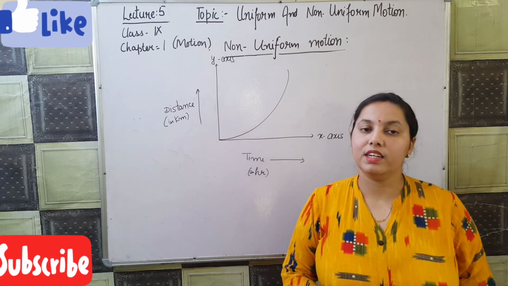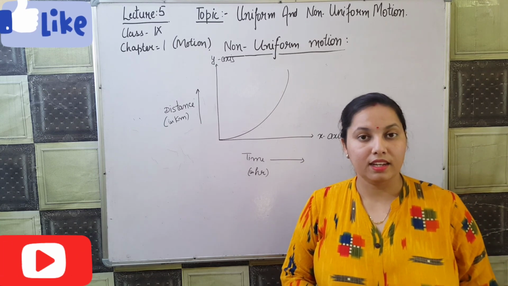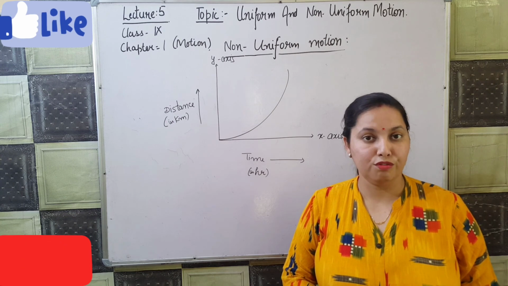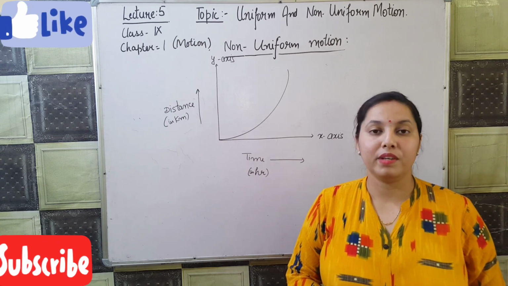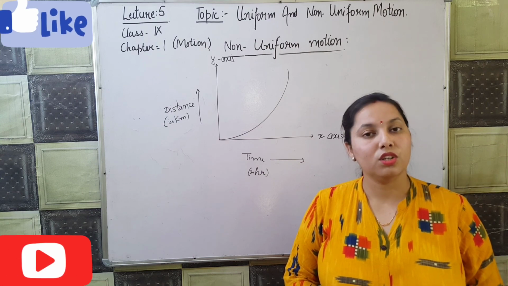So, what we studied in today's lecture: if the distance time graph is a straight line, then the motion of the body is uniform. And if the distance time graph is a curved line, then the motion of the body is non-uniform.